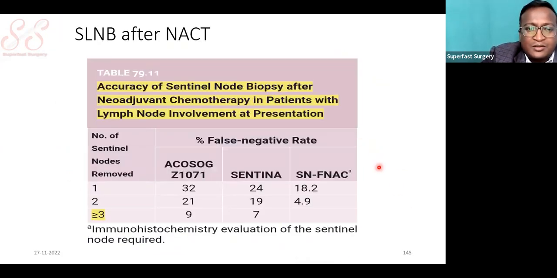So these are several prospective trials which evaluated sentinel lymph node biopsy after neoadjuvant chemotherapy. The reason why I have put up this table is because it was asked in my entrance examination. When I appeared for the NEET entrance examination, they asked what is the number of sentinel lymph nodes to be removed to have a lower false negativity rate according to the SENTINA trial. The options given were 1, 2, 3, 4. I had the concept that the more the number of nodes, the more the false negativity rate will decrease. So I marked 4, but after I went through this table given in the trial, the final answer was 3. With 3 or more lymph nodes, the false negativity rate decreases to 7%. Okay. So that is why I put up this slide, and a minimum of 3 nodes should be removed after post NACT.